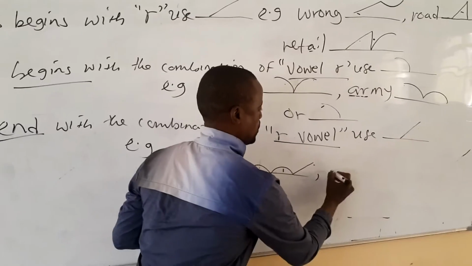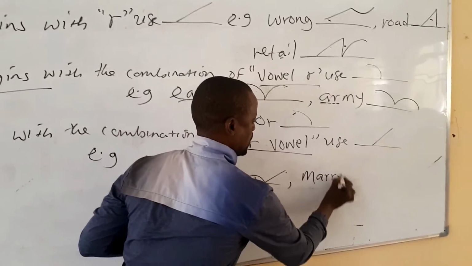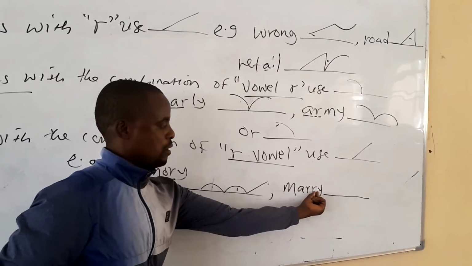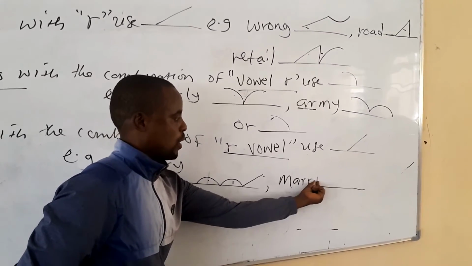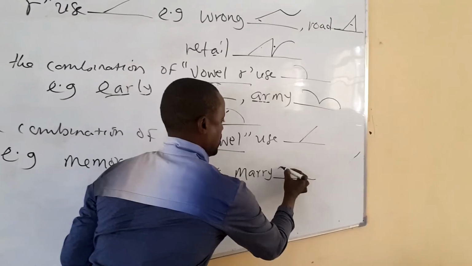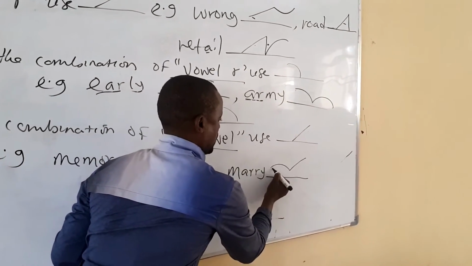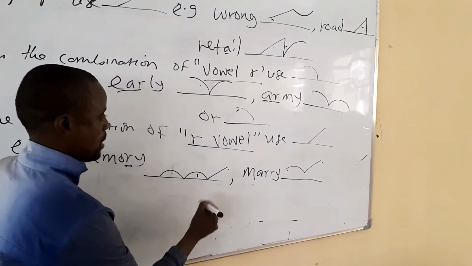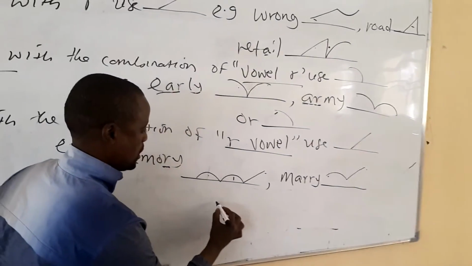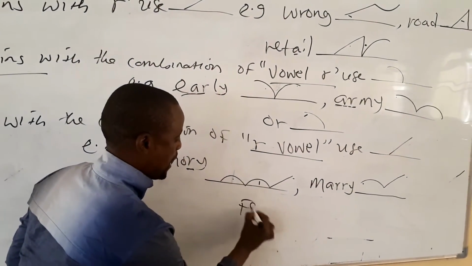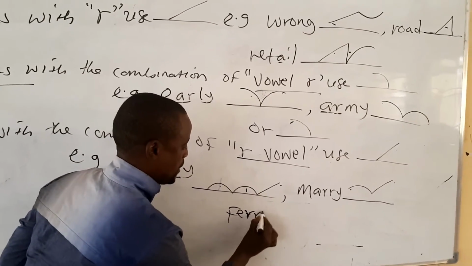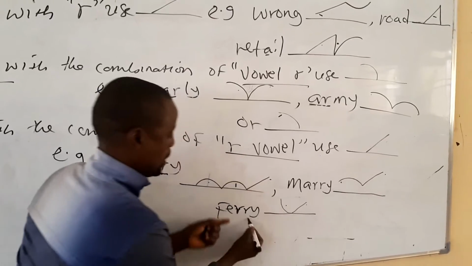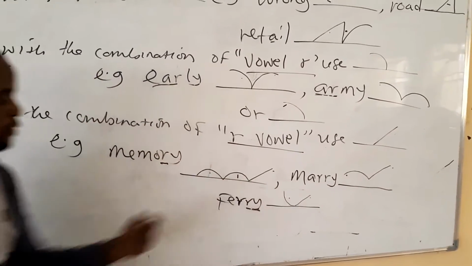Then we have another example. We say marry. At the end, we have the combination of R and your vowel, which is E. Marry is like this, with a particular vowel because of short A. Another example, maybe you can give. We said Perry. Then we say fairy is like this. We have the combination of R vowel.